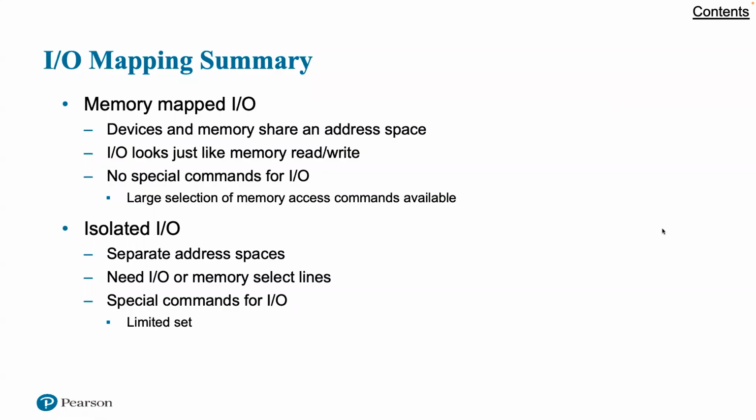Okay, here is an I/O mapping summary. The memory mapped I/O devices and memory share an address space. I/O looks just like memory read and write. There are no specific commands for I/O, and a large section of the memory access commands are available. So that's for memory mapped. For isolated I/O, there are separate address spaces. You need to have I/O or memory select lines and special commands for I/O, and there is a limited set associated with that. Okay, moving on.